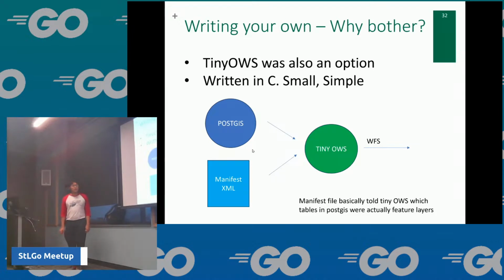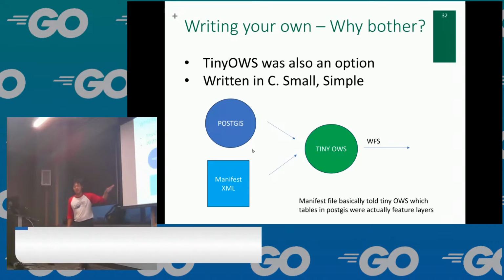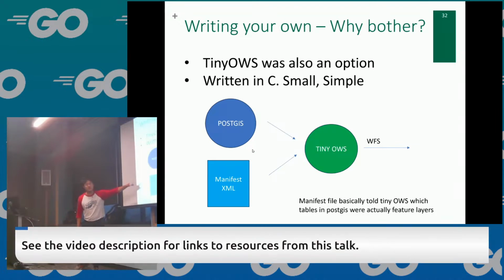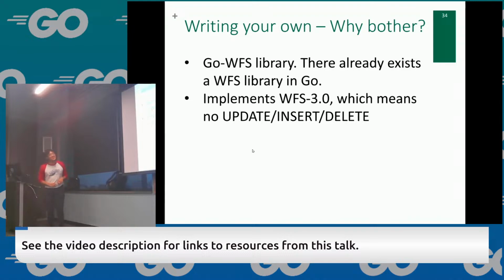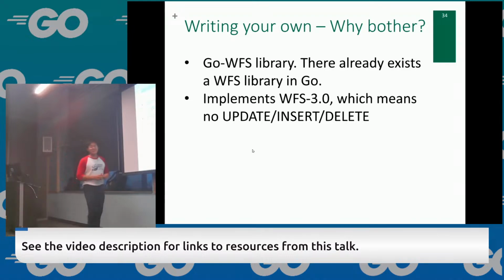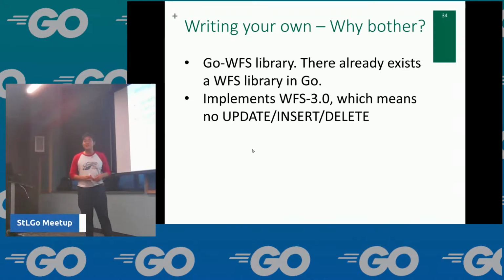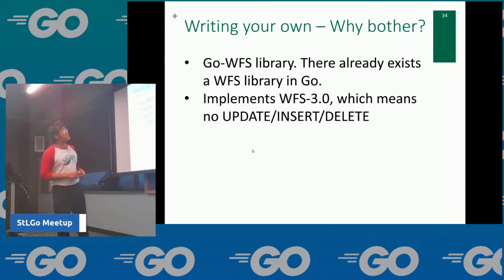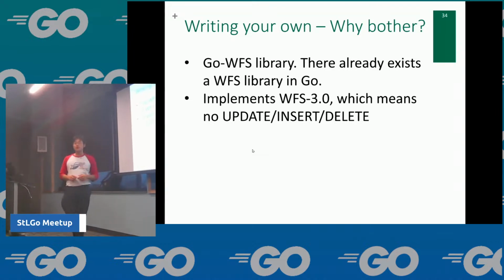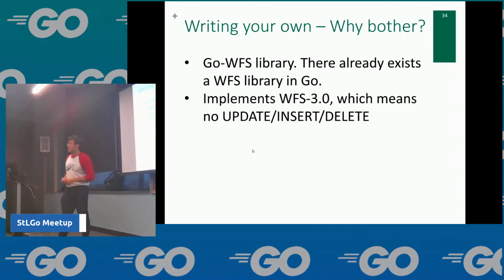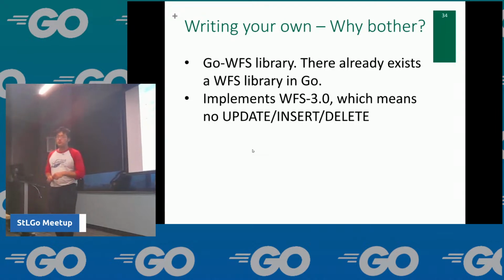And during my research, I don't exactly remember if you had to restart the server in order to pull in all the layer metadata. And also, I found out that there is also a Go web feature service already, but it implements the WFS3 protocol, which is a reasonable RESTful API, unlike WFS2.